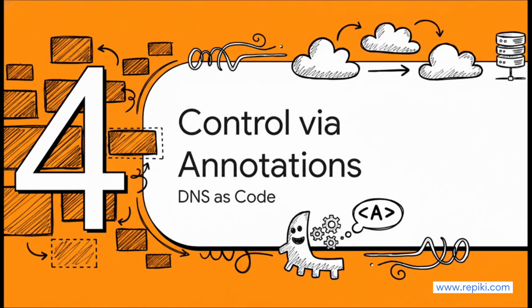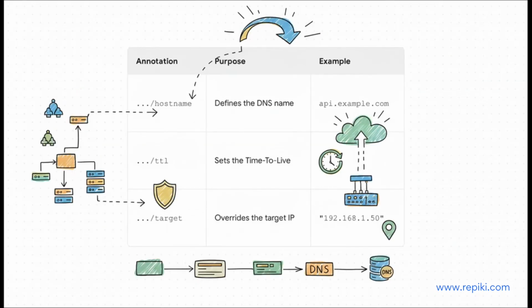So that's how the tool works. But how do you, as a developer, control it? How do you tell it what to do? And this is the beautiful part. You don't talk to it directly at all. Instead, you start treating your DNS just like you treat the rest of your infrastructure, as code. The way you do this is just brilliantly simple.